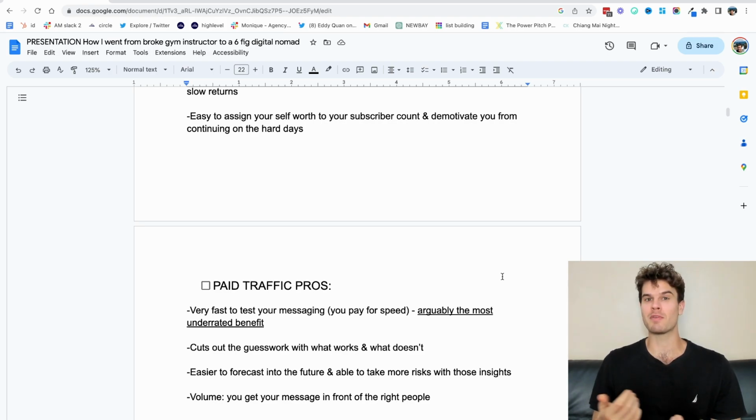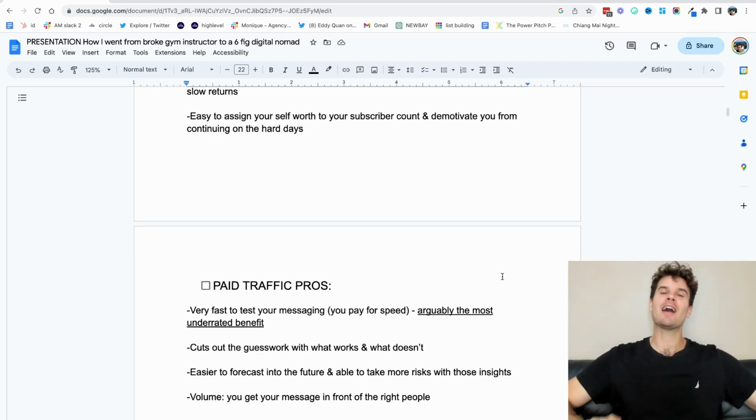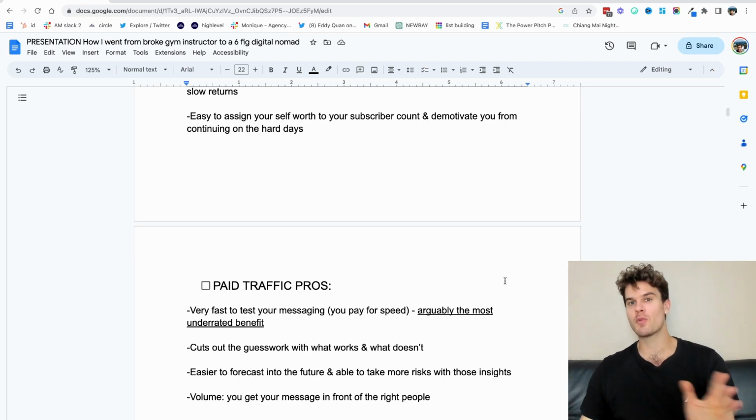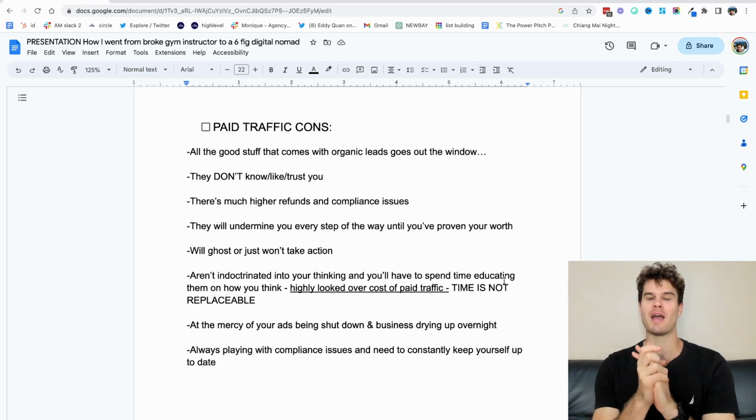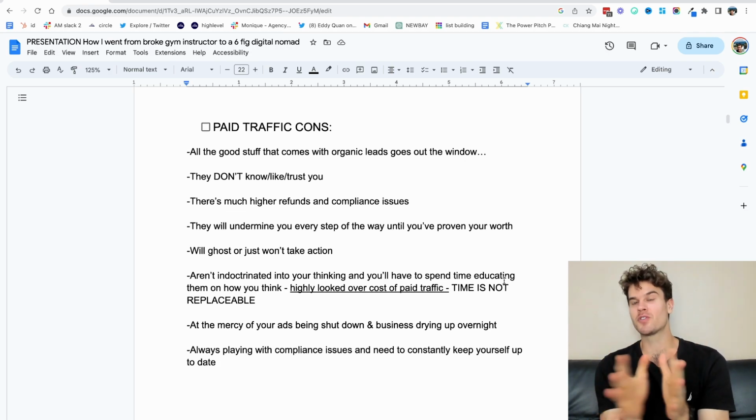And that's why it might be a good idea, if you've got extra cash, to say, I just want to test if my messaging actually lands. I can actually get some leads. And you're cutting the guesswork out of what works and what doesn't. A lot of people are really afraid of this. Okay, so here are the cons, right? Because the cons are super important, and I know there's a lot on the page right now, but I want to tell you a few stories here.